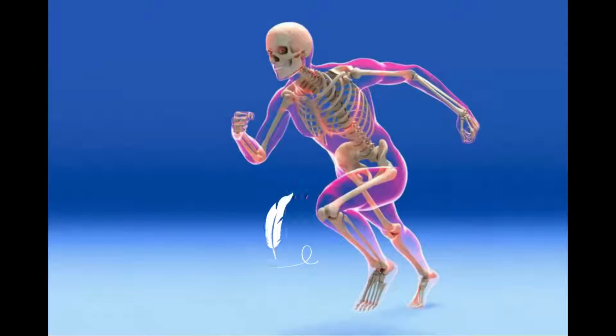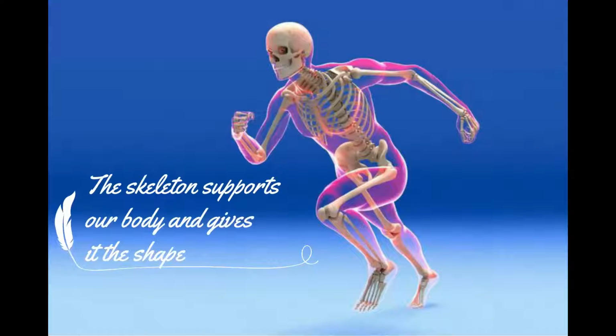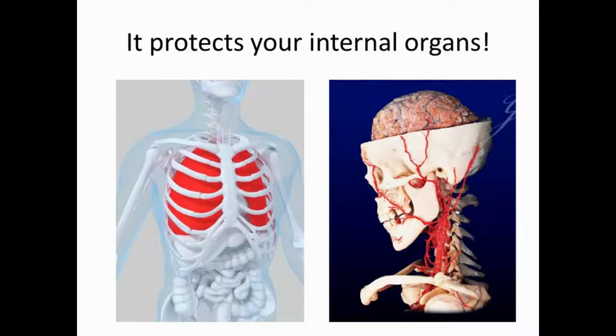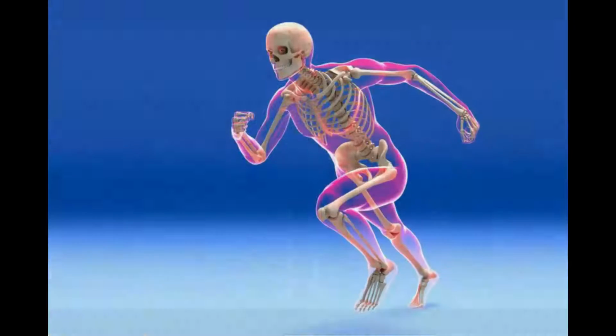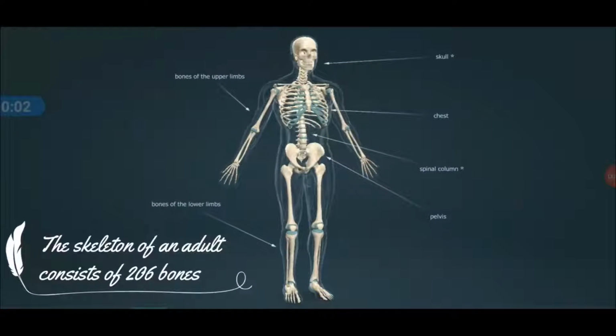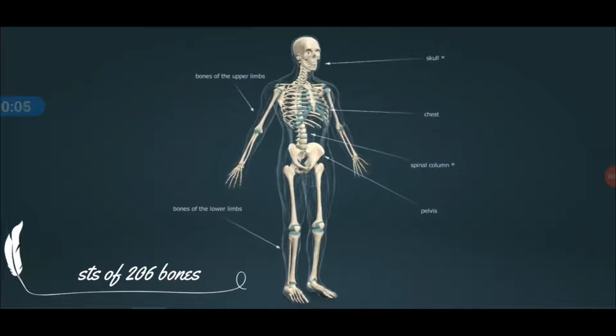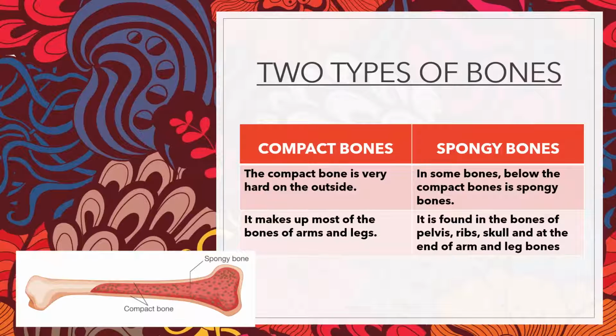Skeleton supports our body and gives it the shape. It also protects softer internal organs. The skeleton of an adult consists of 206 bones. There are two types of bones, compact bones and spongy bones. The compact bone is very hard on the outside. It makes up most of the bones of arms and legs. In some bones below the compact bone is the spongy bone. It is found in the bones of the pelvis, ribs, skull, and at the ends of arm and leg bones.